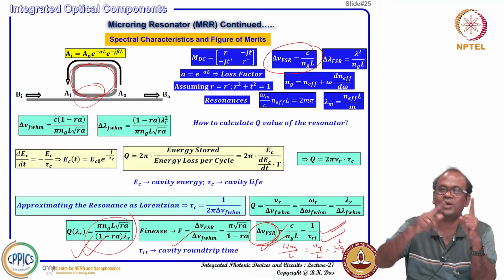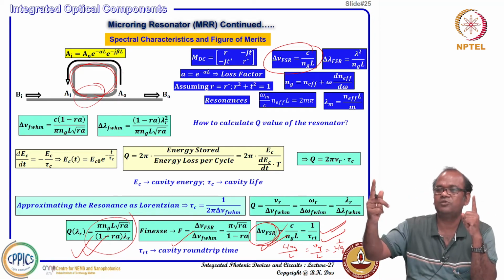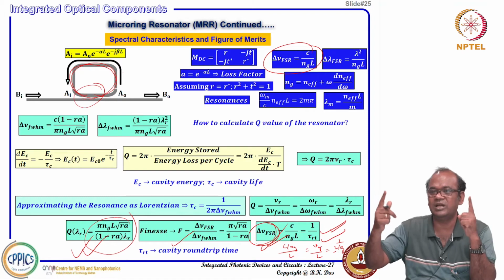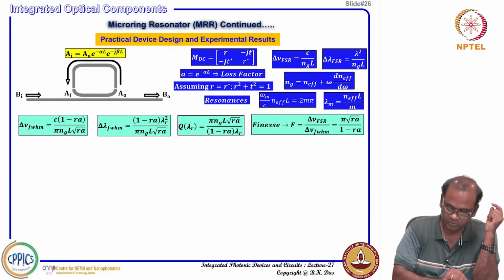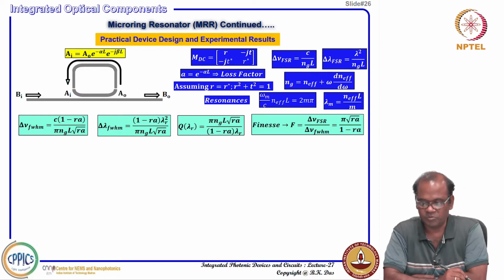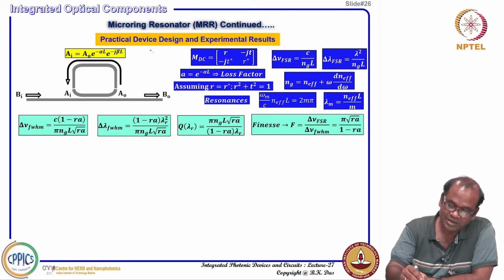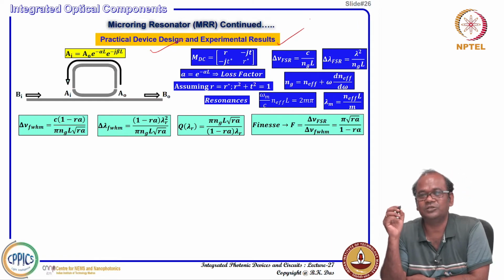So, from one resonance to another resonance in the frequency domain, what is the separation? c by NG in hertz, you can find out. Okay. So, these figures of merit are very important. Now, let us move on. Practical device design and experimental results.